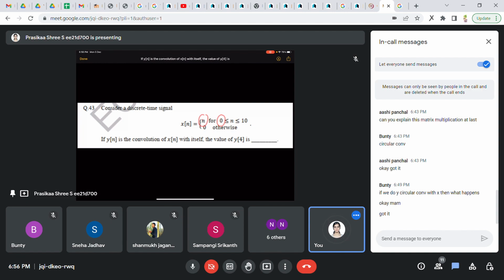Just now I followed it. If it is a very long process, for example, they have given e power minus t into u of t convolved with e power minus t into u of t, and they are asking for the value of the convolution result at t equal to 0, then you can go with the graphical method, because that's easier than this kind of summation. Or if it is a discrete type, you can even go for the simpler tabular column method, which people usually follow for computing the discrete convolution sum.